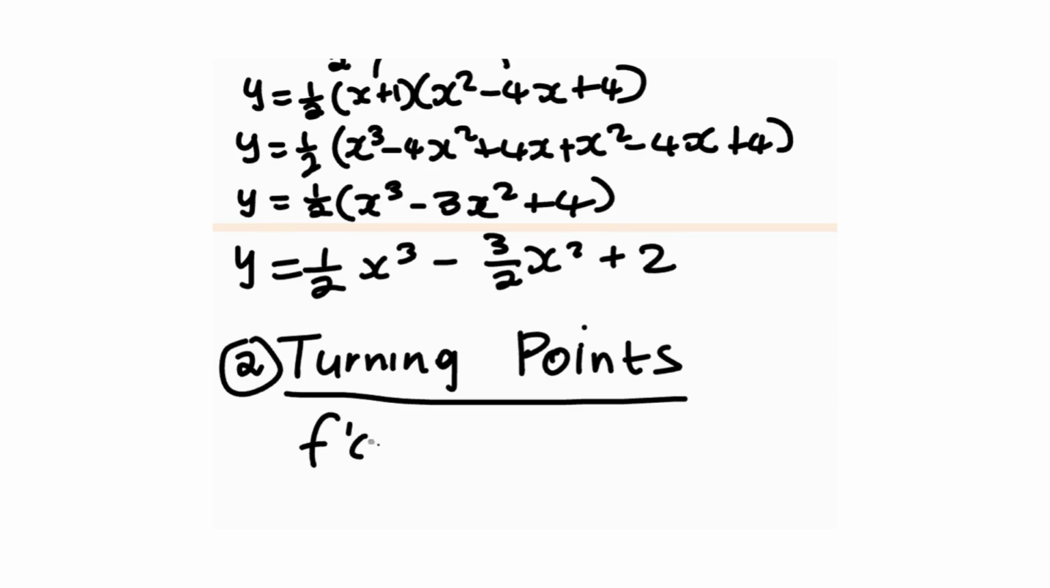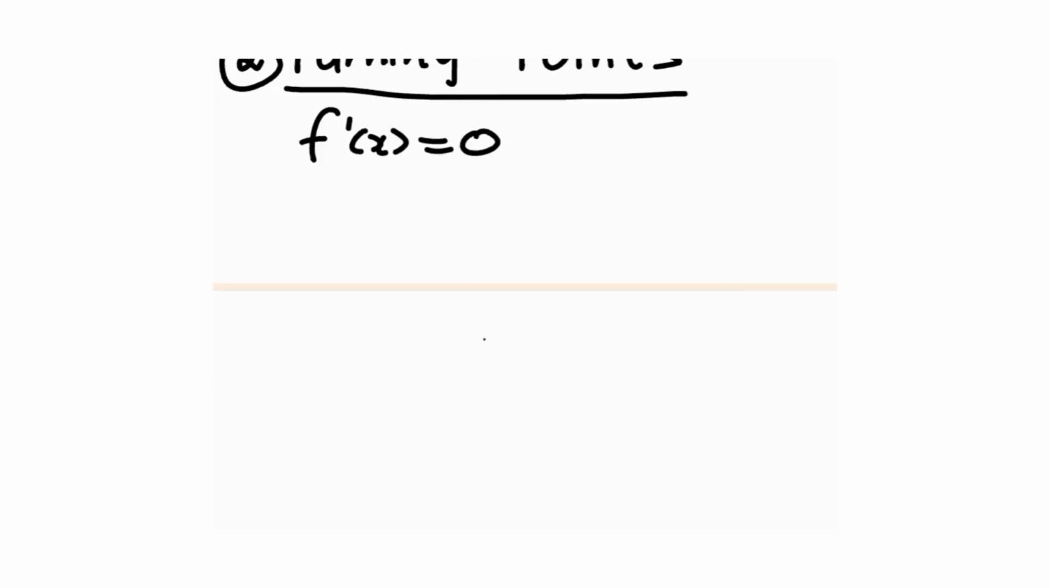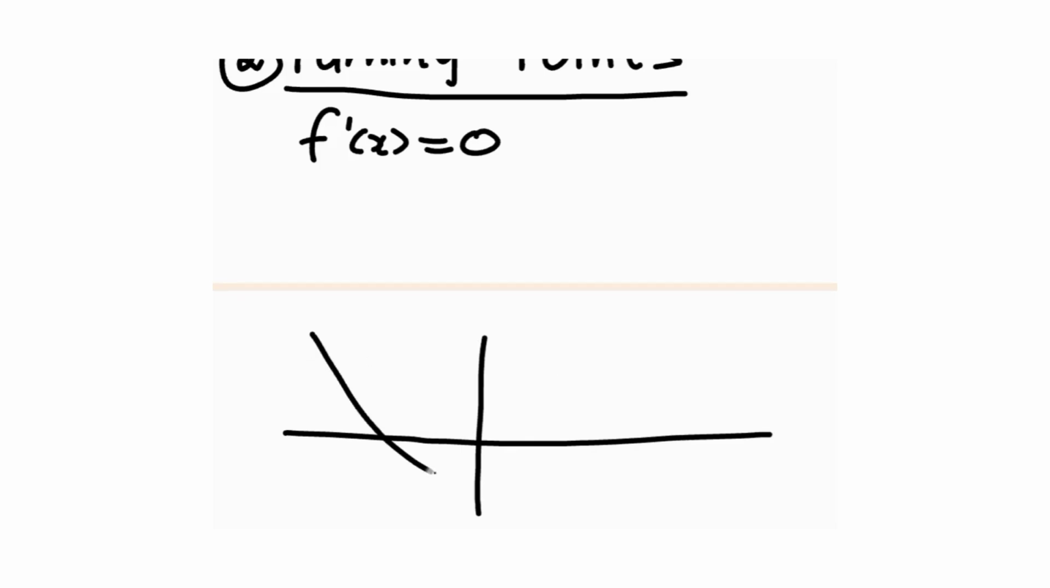You need to do f prime x, and then you equate it to 0, then you solve for x. But now what if they give you a graph that has those turning points, and we need to use those turning points to find the equation of the graph? Okay, so let us have a look.